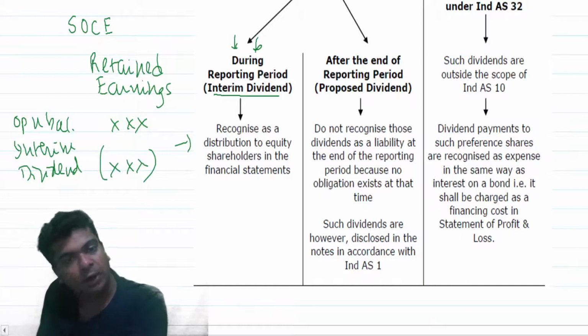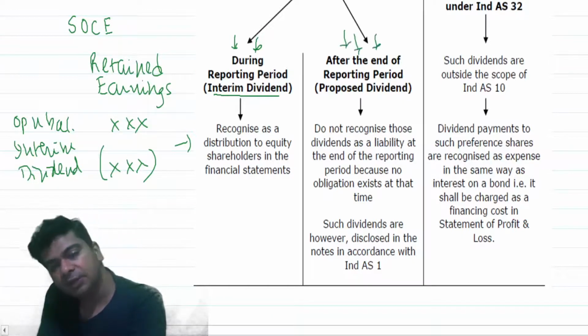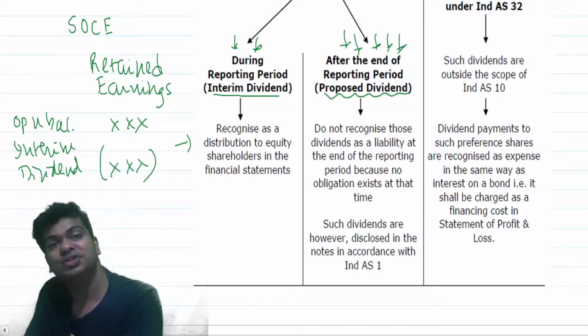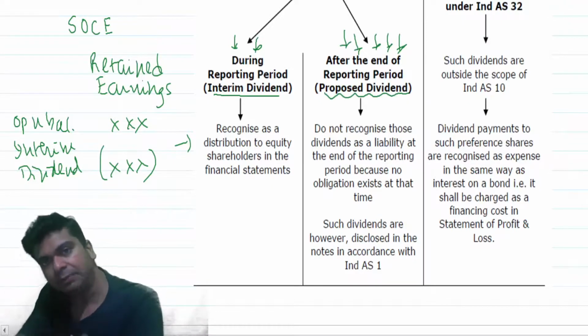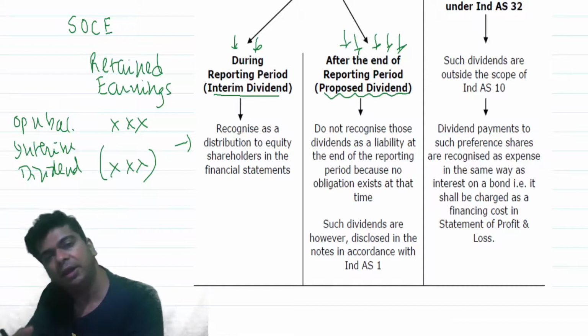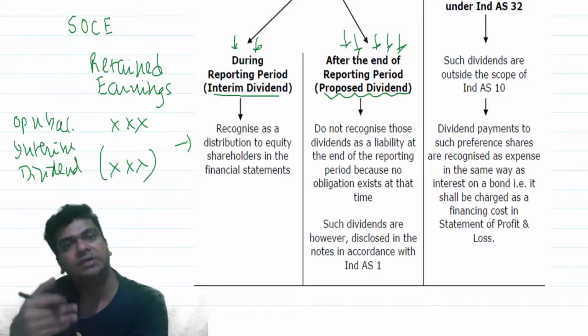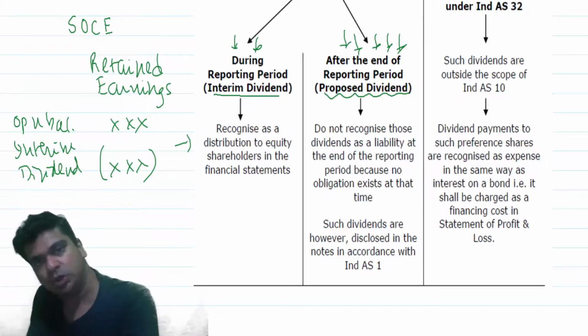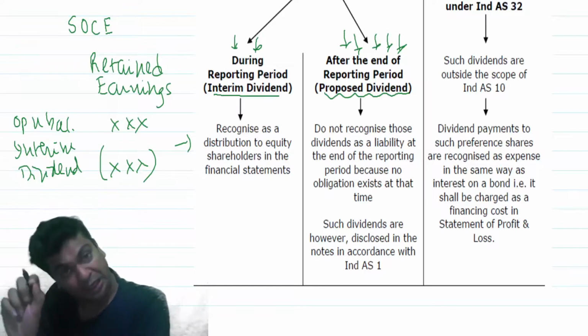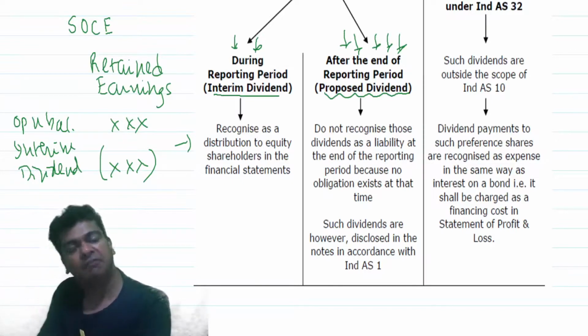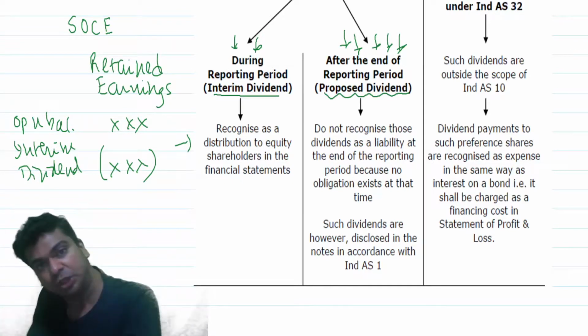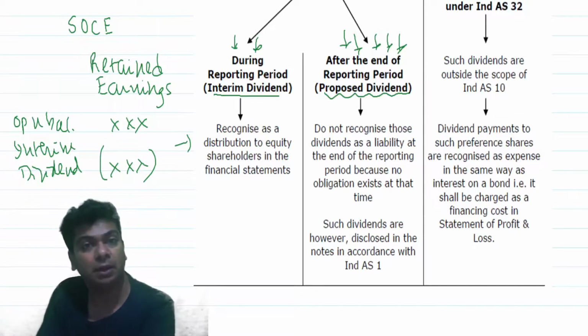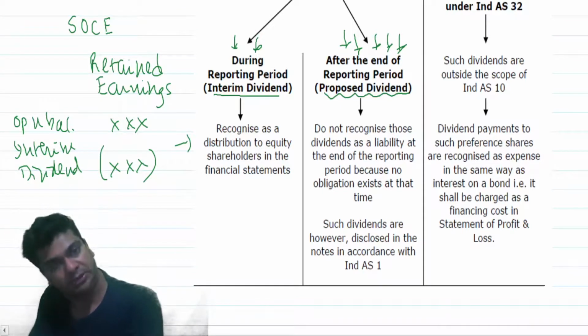Similarly, you can declare dividend after the end of the reporting period, popularly known as proposed dividend. The year has come to an end, and then you are declaring dividend, of course, for the year that has just come to an end. That's your proposed dividend. For years and years in India, we have been creating a provision for proposed dividend. Normally it is understood as an adjustment.